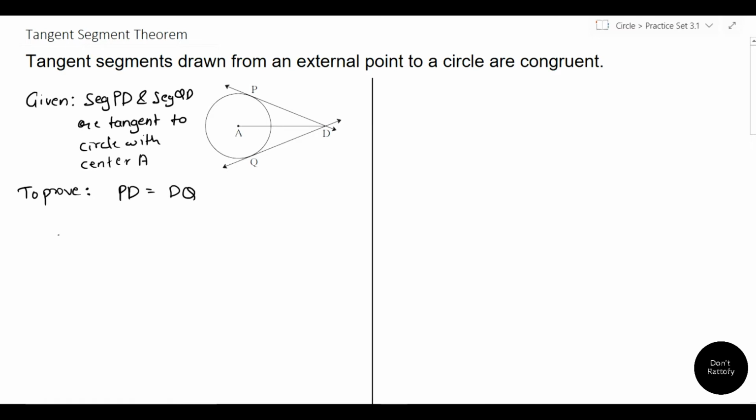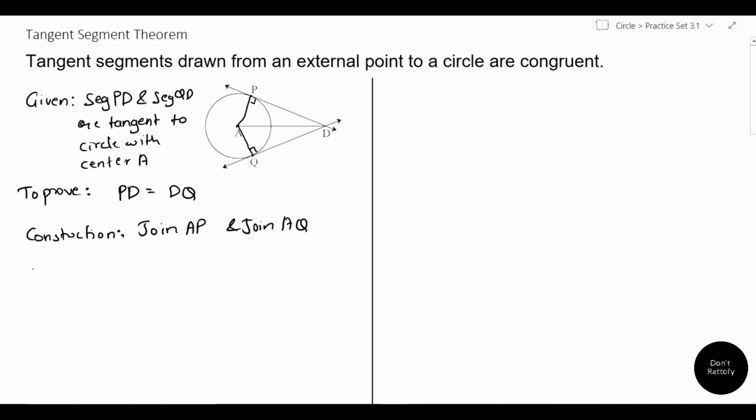We'll have to do a construction now. The construction is: join AP and join AQ. That is, I have to join AP from A to P and I have to join AQ. Okay, this is my construction. Simple. Now we will be solving the sum.